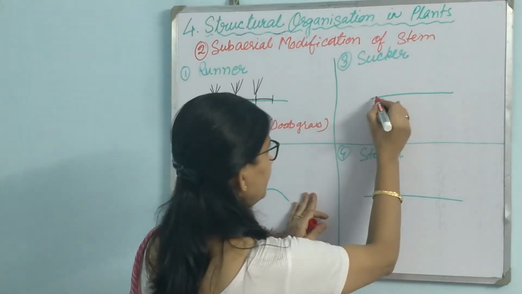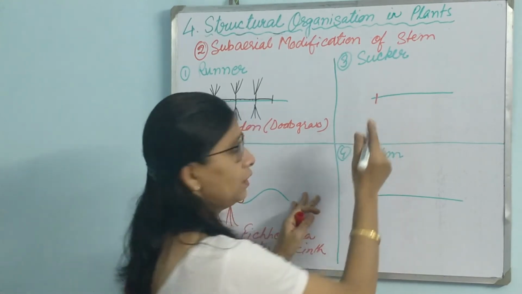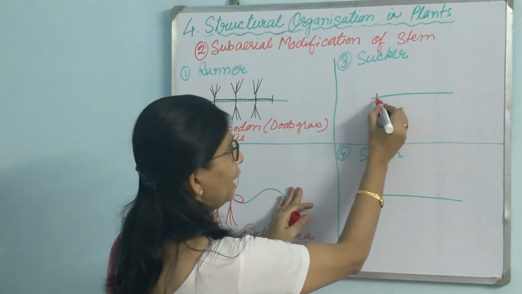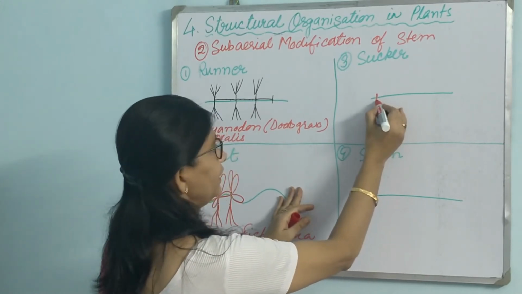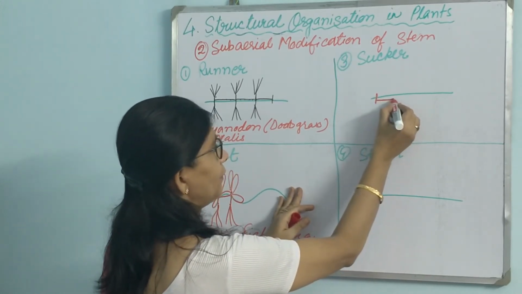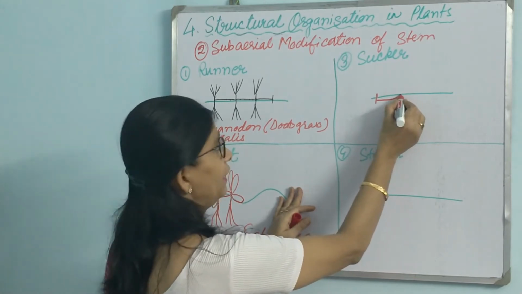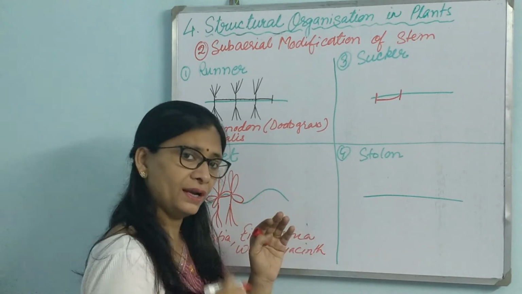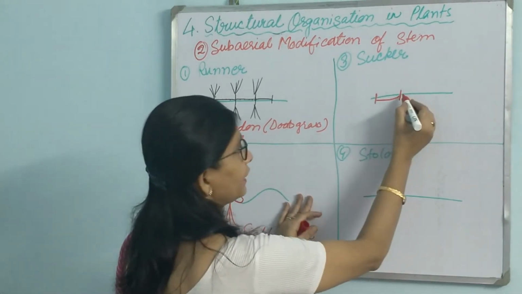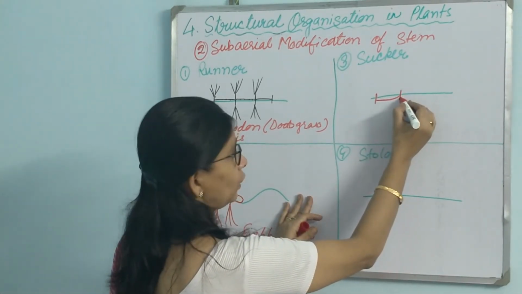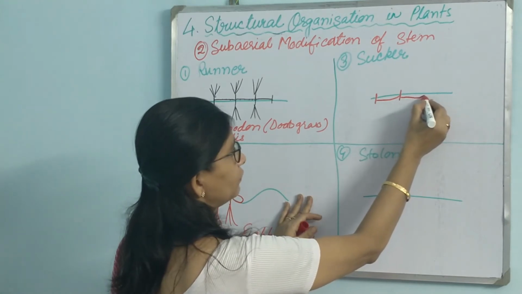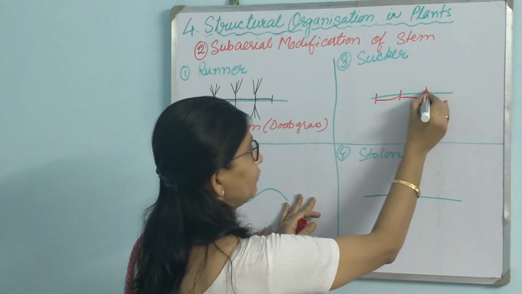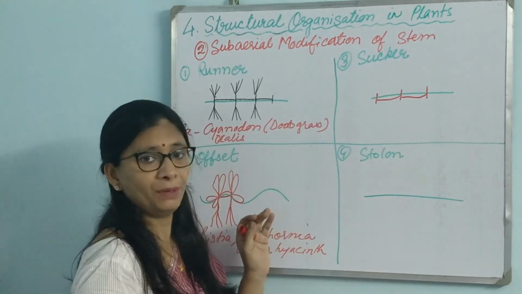What happens in sucker? Here also there is one branch which is a part above the ground and a part below the ground. Now the part which is below the ground will give rise to a stem and it will touch the soil, and again it will give a branch which is a part above the soil and a part below the soil. Again, from the part which is below the soil, a branch will come out, it will go obliquely, touch the surface of the soil and give a branch above and a branch below.